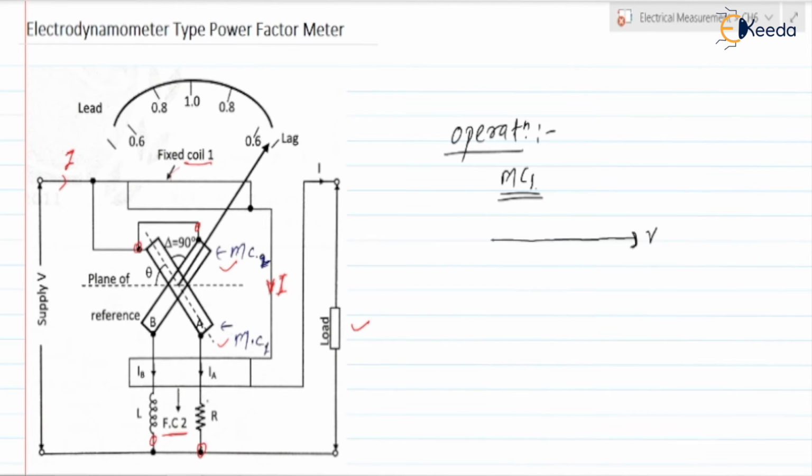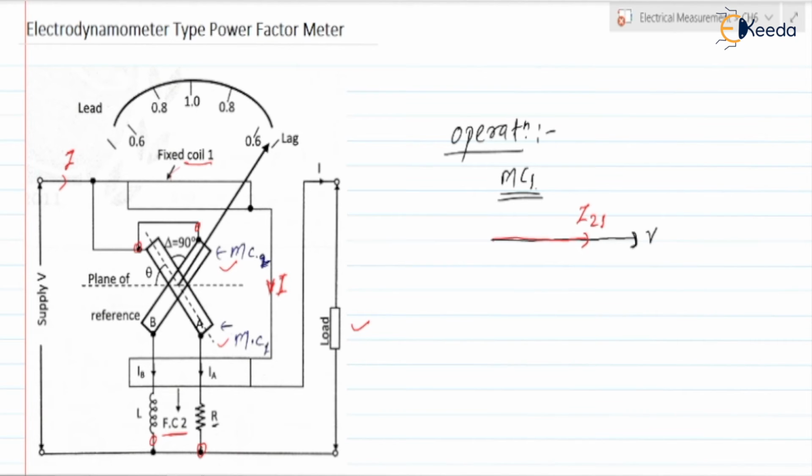Okay, and we have made it purely resistive. As we know, in a resistive circuit, the voltage across the circuit and the current flowing through the circuit will both be in phase. So definitely the current flowing through moving coil 1 will be in phase with the voltage V. Consider this current to be I21, which is nothing but the current flowing through moving coil 1.